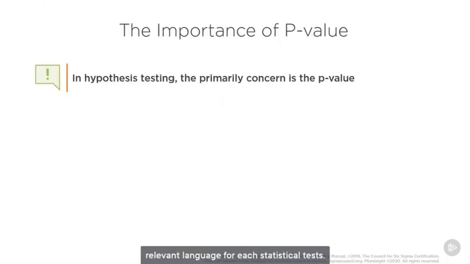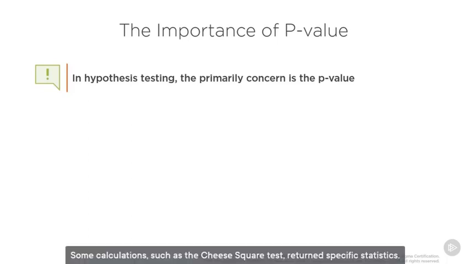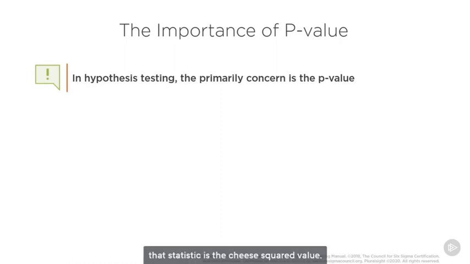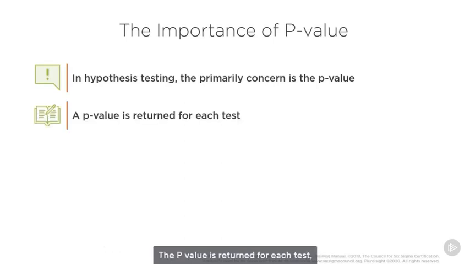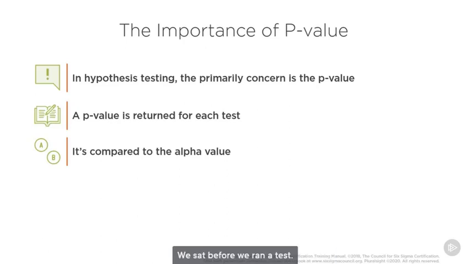For each statistical test, the calculations handled automatically in Minitab or other software return several values. Some calculations, such as the chi-squared test, return specific statistics. In the case of the chi-squared test, that statistic is the chi-squared value. These statistics can be valuable in applications and analysis, but for the purpose of hypothesis testing, we are primarily concerned with the p-value. The p-value is returned for each test, and we compare the p-value to the alpha value we set before we ran the test.